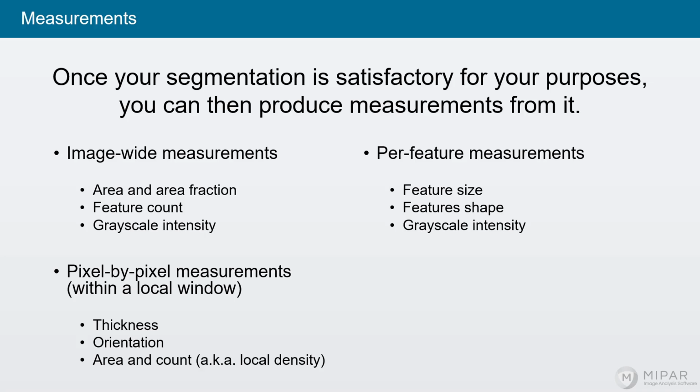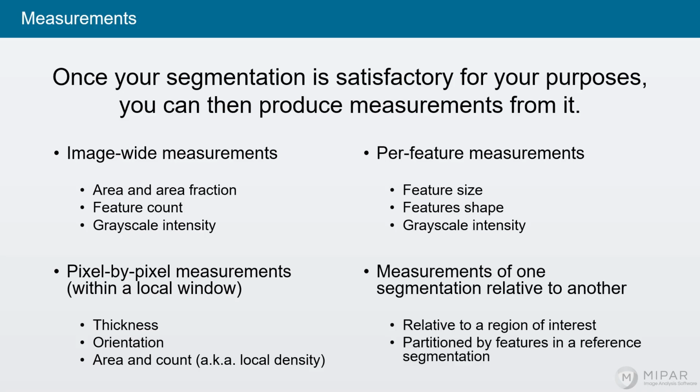Within a local window, what's the density of features present? And lastly, you can measure one segmentation relative to another. So you might have a region of interest where the cells are selected, and then you have another segmentation where individual particles within the cells are selected. And then you can count the number of particles within a cell. So that's another use for multiple segmentations that can be used to specify these measurements relative to one another.